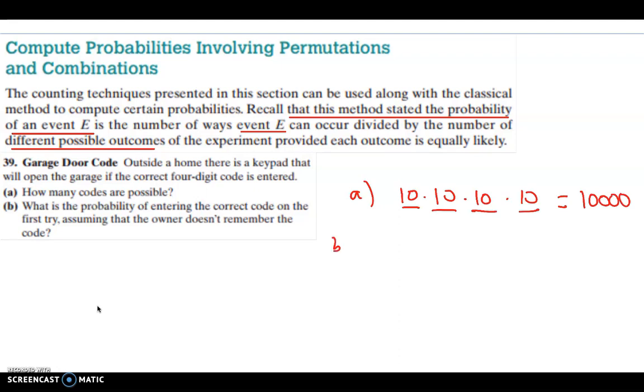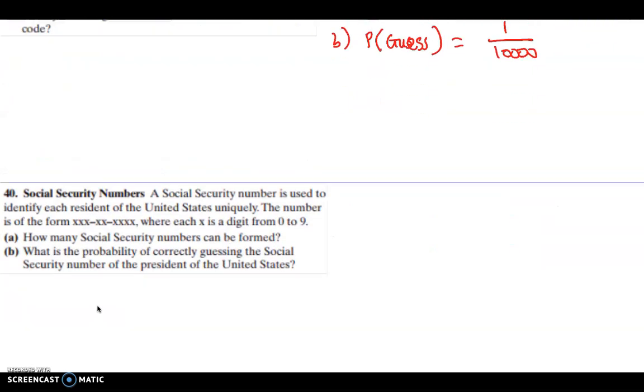So then, what is the probability of entering the correct code on the first try, assuming that the owner has no idea what the code is? What's the probability that you guess this right on your first try? Well, you have one guess out of the 10,000 different possibilities, which is quite small. So the likelihood that you go up and just guess the password is 1 in 10,000. So that's a basic example there.